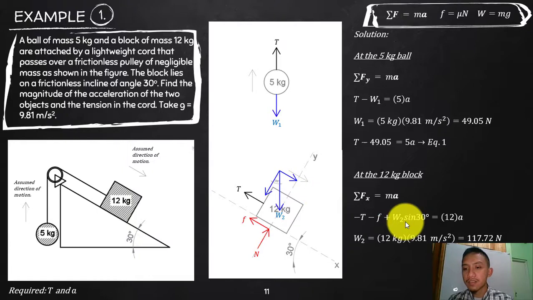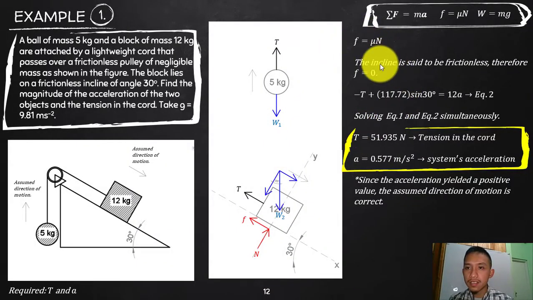So positive there. But first, we need to solve your weight 2 since that 12 is just a mass. So multiply that one by 9.81 kilogram meter per second square. That will now be again a Newton. So if you multiply this one, that is equivalent to 117.72 newtons. So substitute whatever we have in your equation so that you will have your equation 2.